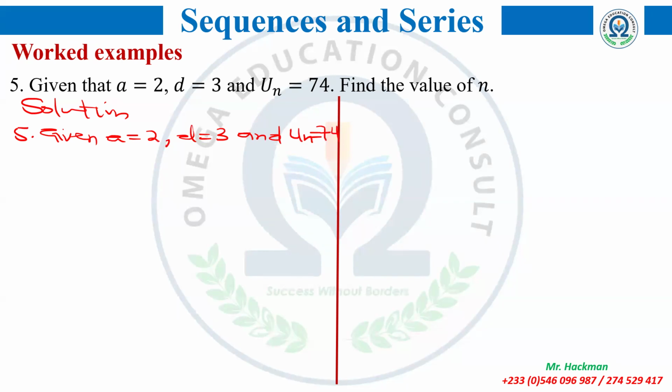Please, since you said the general formula of U_n is a plus (n minus 1)d, I thought U_n would be a plus (n minus 1) in brackets times d. So you substitute... Are you speaking relative to this question or the previous one? This question? Yes, please.